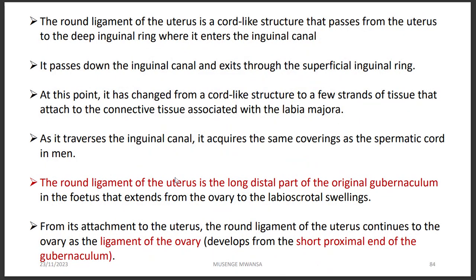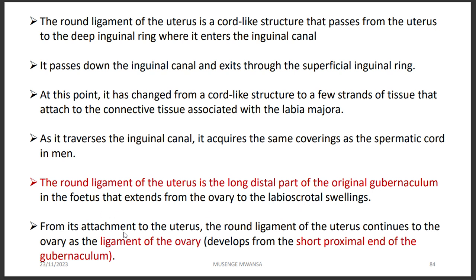So the round ligament of the uterus is the long distal part of the original gubernaculum in the fetus, which came from the ovaries to the labioscrotal swelling. The labioscrotal swelling is what ends up forming the labia majora and the scrotum.